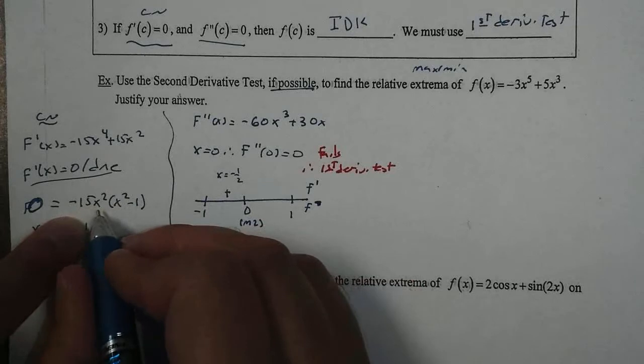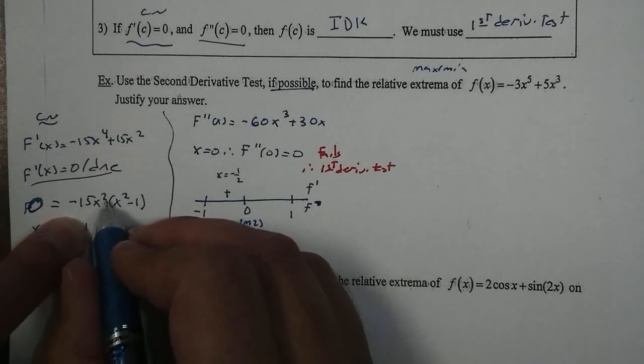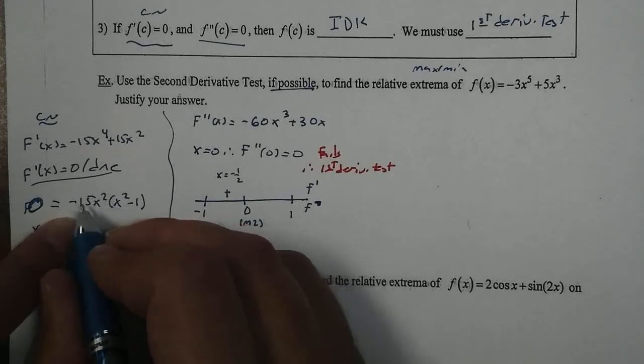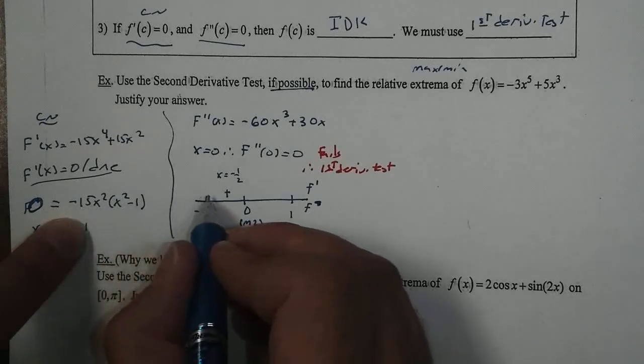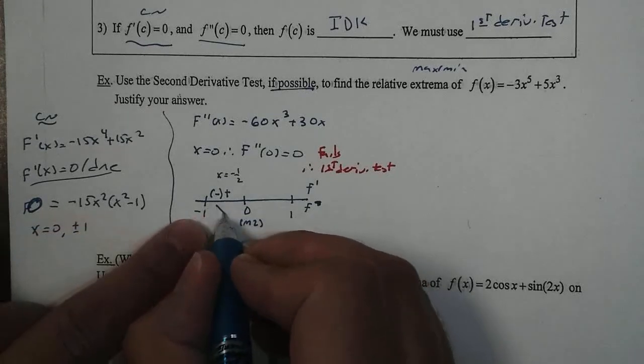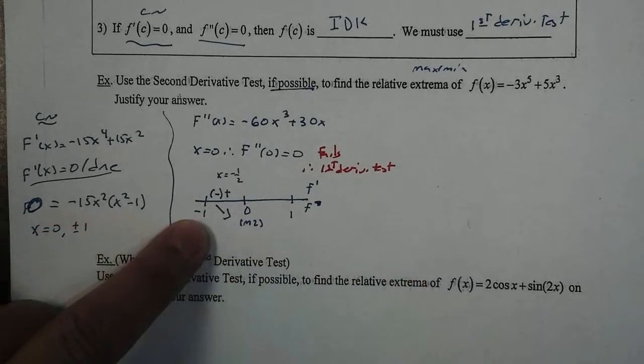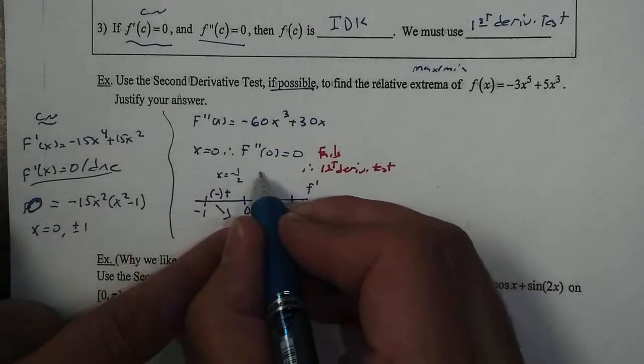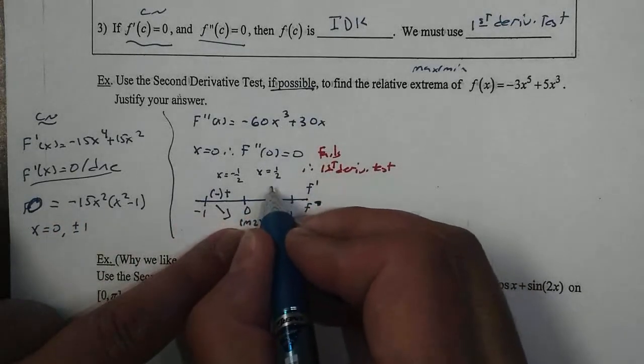And even if we take a look here, negative 1/2 squared becomes positive 1/4, times that by a negative 15, that becomes a negative. So the slope here is negative. It's going down. Well, what happens if we pick something like x equals positive 1/2?